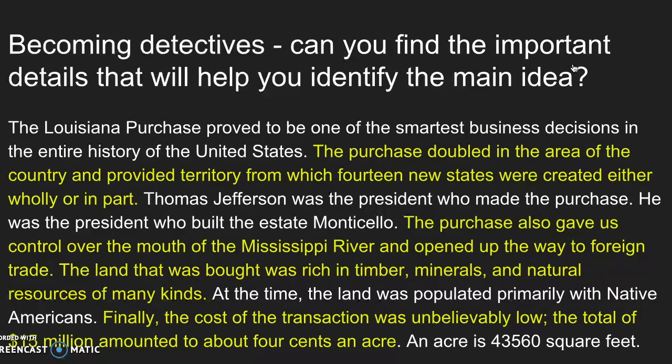The pieces of evidence that are important enough and relate back to our main idea are: the purchase doubled the area of the country and provided territory from which 14 new states were created, either wholly or in part. The purchase also gave us control over the mouth of the Mississippi River and opened up the way to foreign trade. The land that was bought was rich in timber, minerals, and natural resources of many kinds. These 3 details show what the United States gained from the Louisiana Purchase.